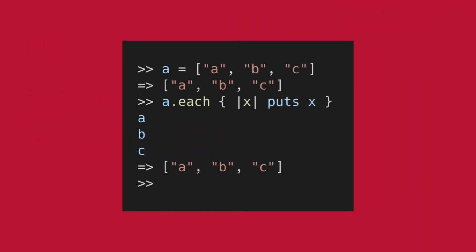So here we have an array that is assigned to the variable a. The array contains 3 string values, a, b, and c. Now, this is a very simple each method, but we'll call each on the a variable. And we have a block variable called x, and we're going to simply print that variable out to the console. Now, exactly what happens is what we would expect. We have a, b, and c printed to the console. Notice that the return value is the array that each was called on.